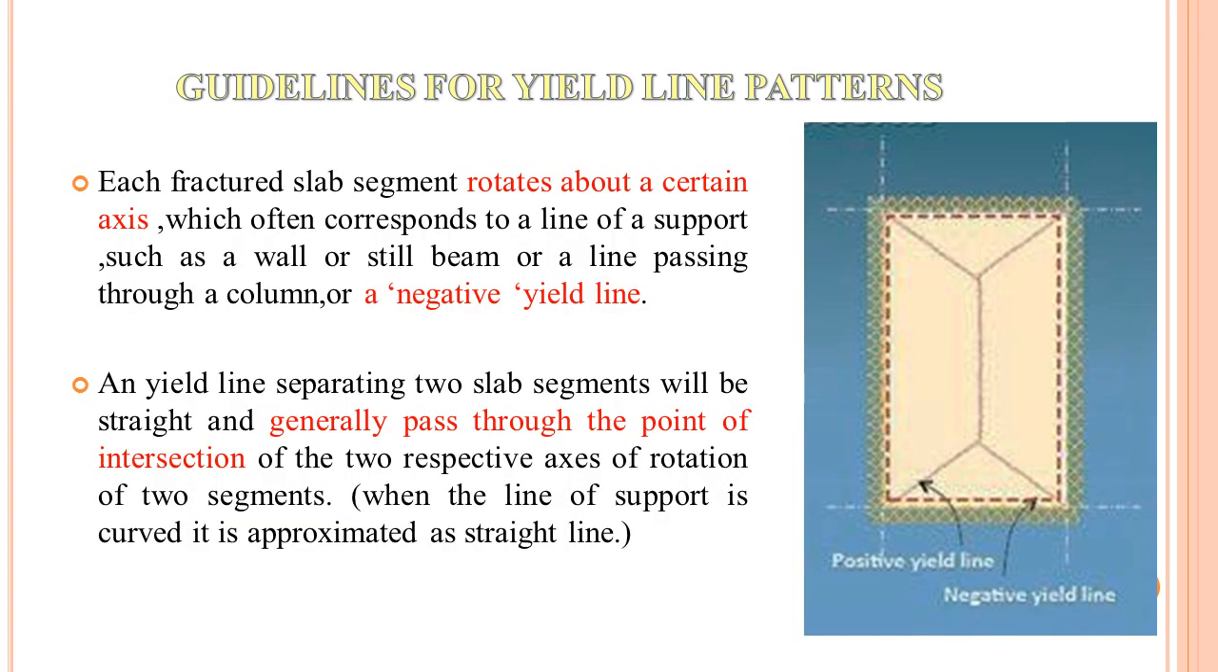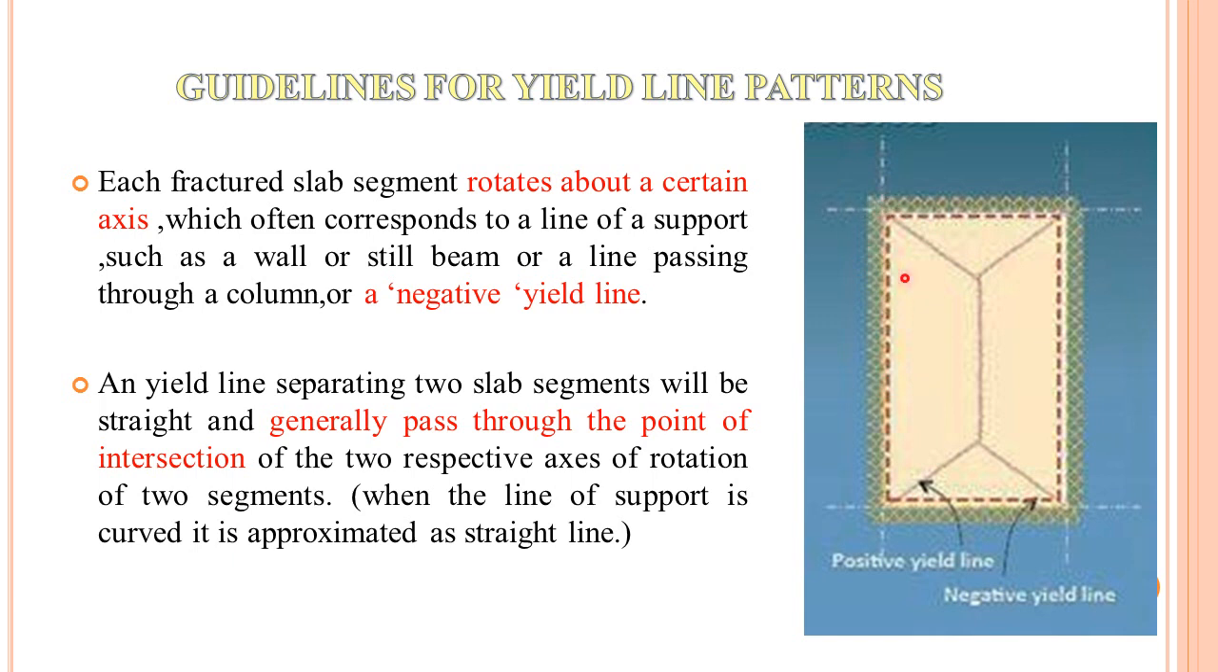So next we will see the guidelines for yield line patterns, to draw the yield line pattern. The first guideline is that the fractured segment rotates about a certain axis, which we often refer to as the line of support. This line of support may be a beam, that is, the slab is supported on the beam, or a wall where the slab is supported, or sometimes the line that is passing through a column.